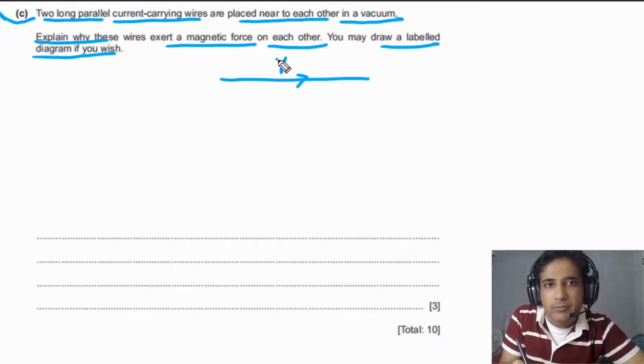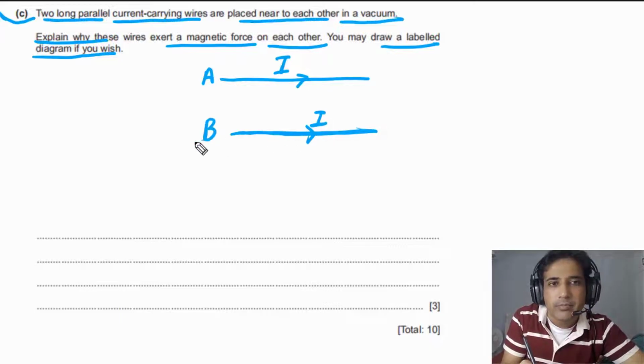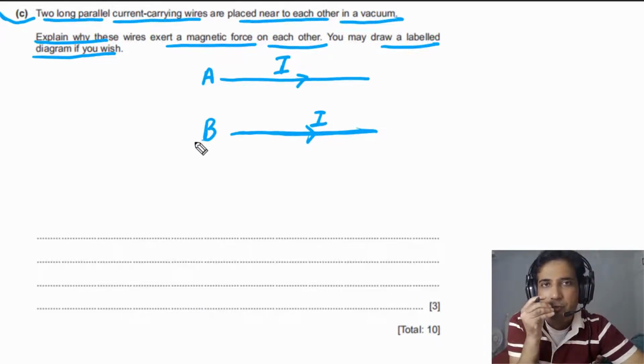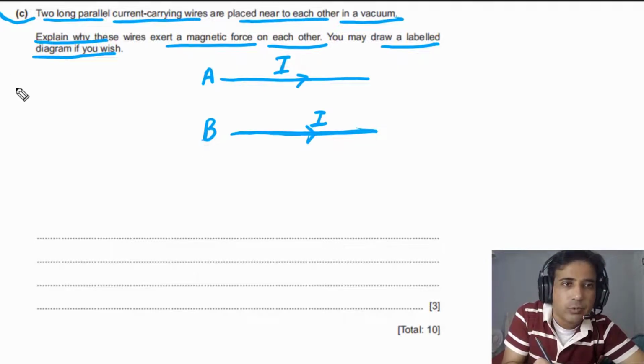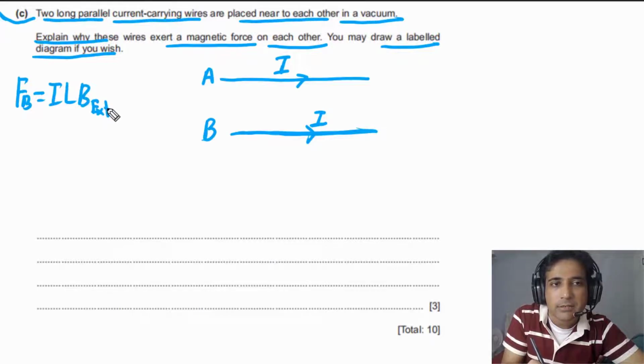Imagine that this is wire A and current in this wire A is to the right. We have another wire and current in this wire is also to the right. So simply we can write down this is current and this is wire B. Now we need to find out force on one wire due to another wire. So we need to understand magnetic force F_B is equal to I L B. In this case, this B you have to be clear. This is the external magnetic field, not due to the same wire.